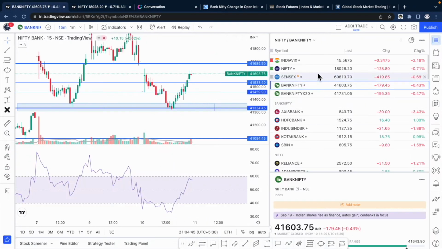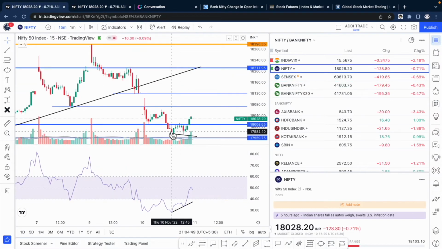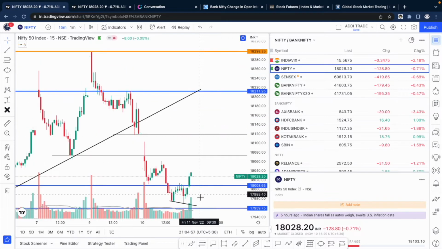But in Nifty, the pullback was easily analyzed because there was almost like a double bottom, and the price made a lower low. The indicator was making a higher high. So this was tradable.